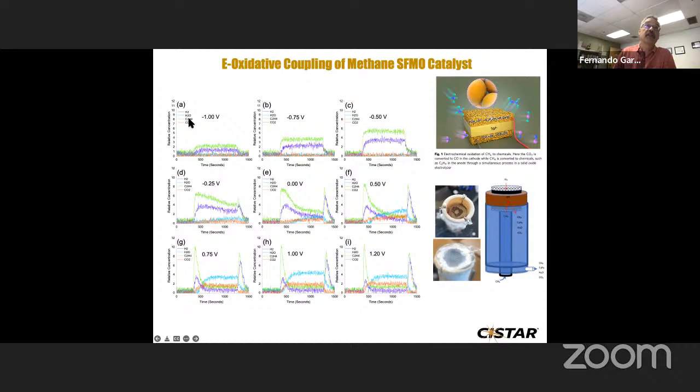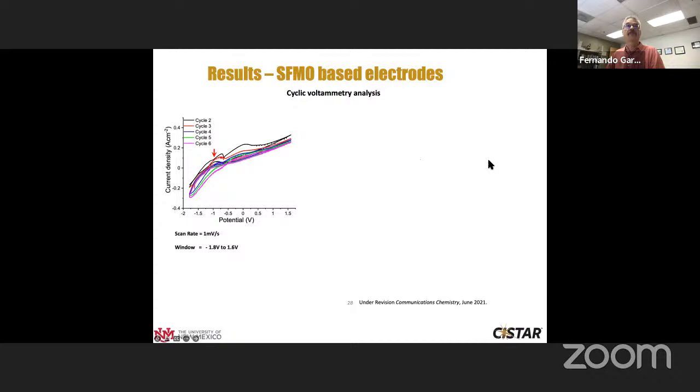If you select the appropriate potential, you control the potential so that the system is not as oxidizing as it would be here, and you get an increase in the relative concentration of ethylene at those applied potentials. As we go to more and more oxidizing conditions, the relative concentration of ethylene drops over time, and the concentration of water is increasing too. So it is an effective oxidation catalyst. However, we have to consider the stability of this material.